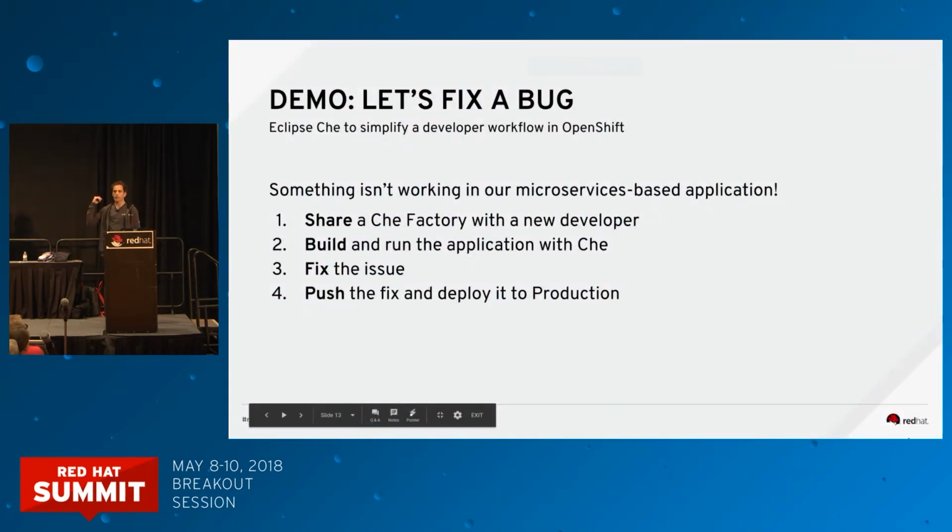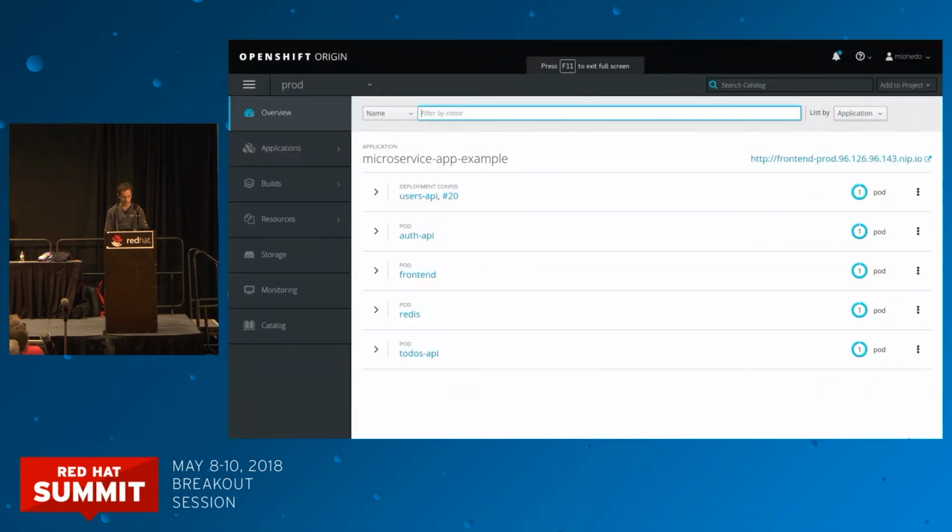What we are going to do is share the Che factory that will just load all the microservices source code in a Che workspace. That will help to build and run the application to verify that we can reproduce the error. Then we will be able to fix it from Che, push the fix to the Git repository, and then the production application will be updated automatically. So that's the demo workflow. For that, we have created a bug.